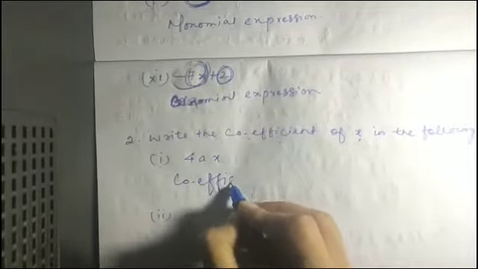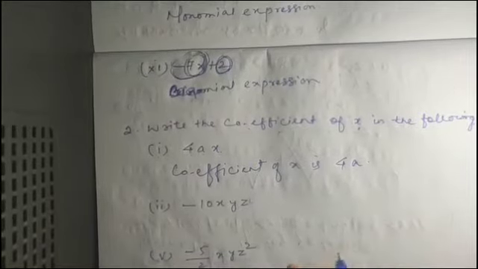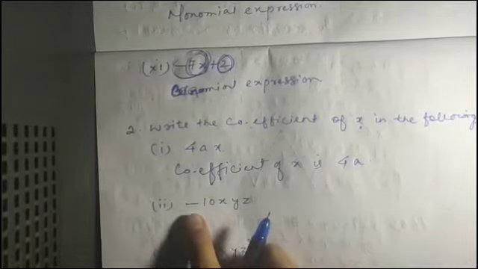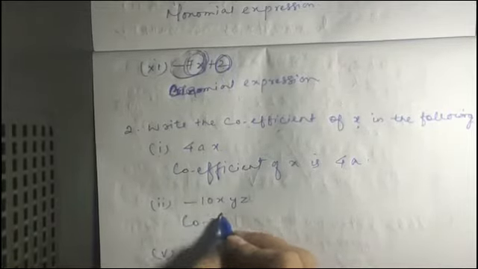Now here, coefficient of x. Number 1, 4ax. What is the coefficient of x? If you leave x, then what is remaining? Only 4a is remaining, right? So the coefficient of x is 4a. Okay, now let's see number 2. Coefficient of x will be what? If I omit this x, then what is remaining? Minus 10yz. So the coefficient of x here is minus 10yz.